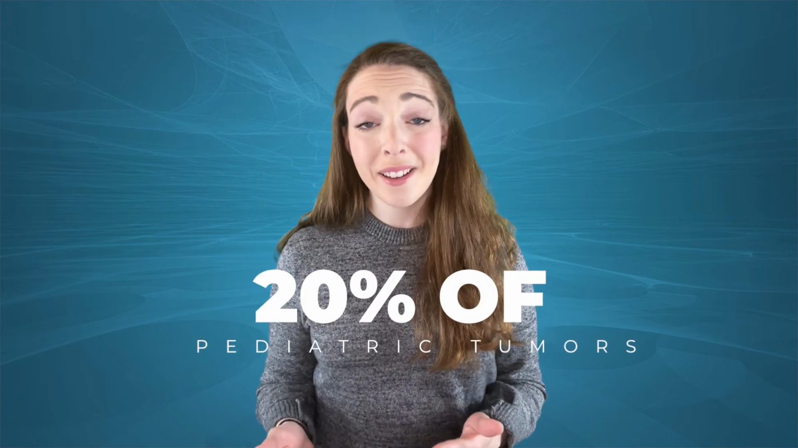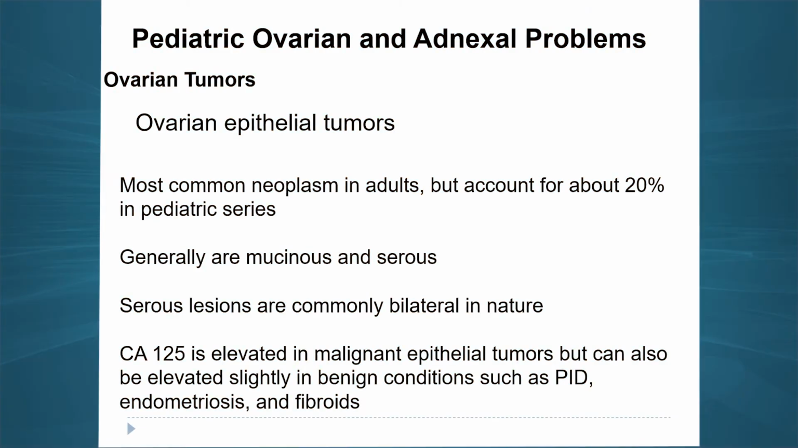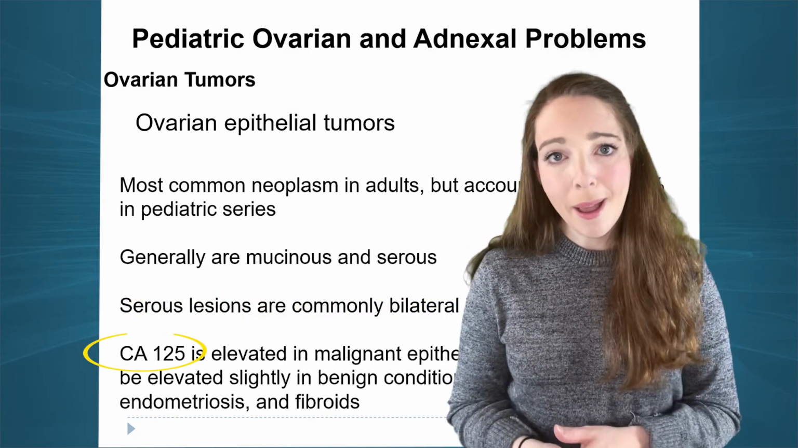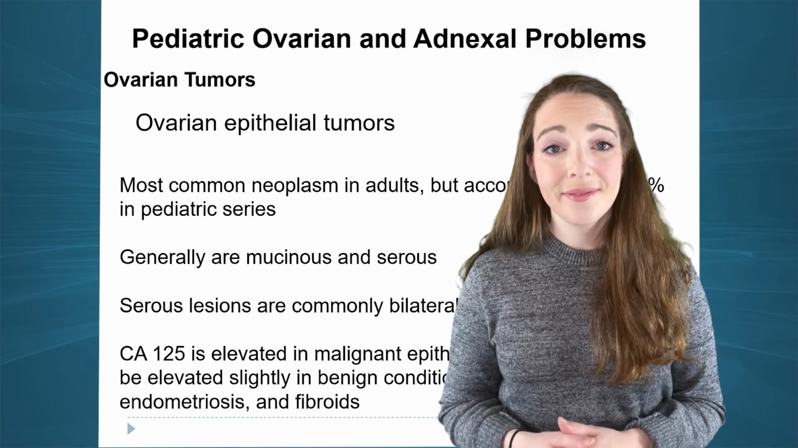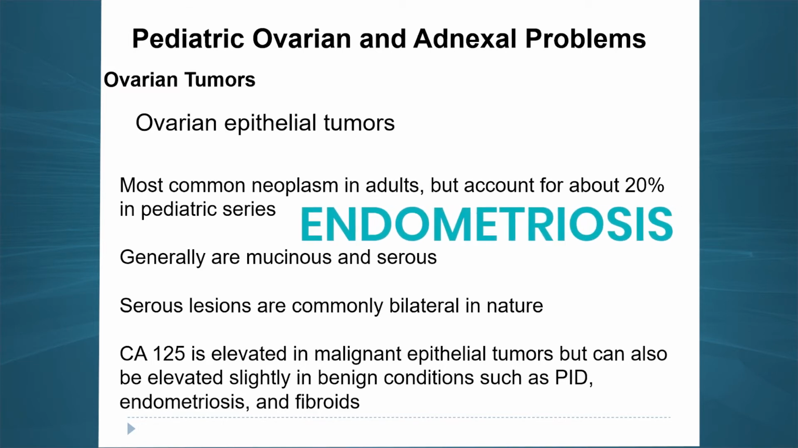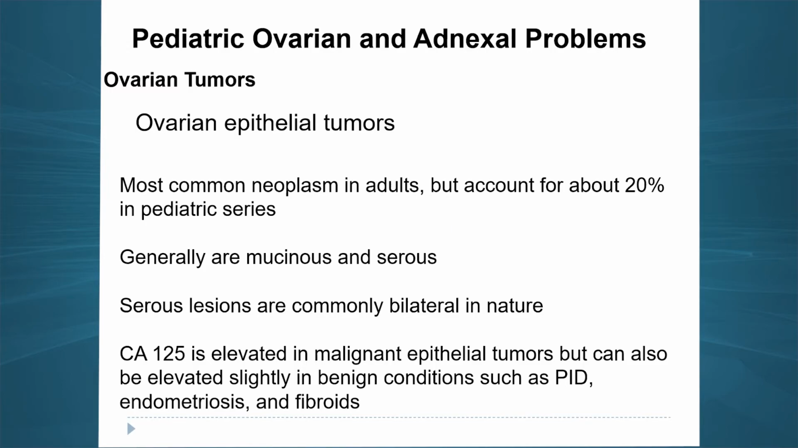When considering epithelial ovarian tumors, we have another example of why kids just aren't little adults. So while relatively rare in adults, epithelial tumors account for about 20% of pediatric tumors. They are mucinous and serous, and the serous lesions are more commonly bilateral, not the mucinous. The tumor marker of choice is CA-125, but like we talked about, it's just not perfect. It can be elevated in malignant epithelial tumors, but remember they can also be elevated in benign conditions like endometriosis and PID. So it's just important to remember that it's not a perfect tumor marker.